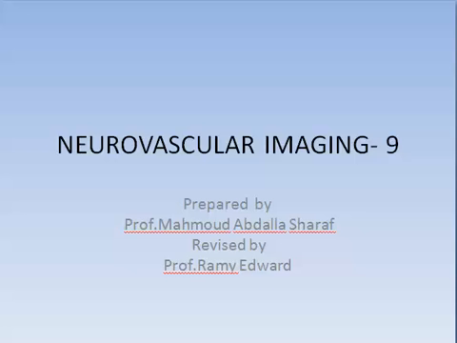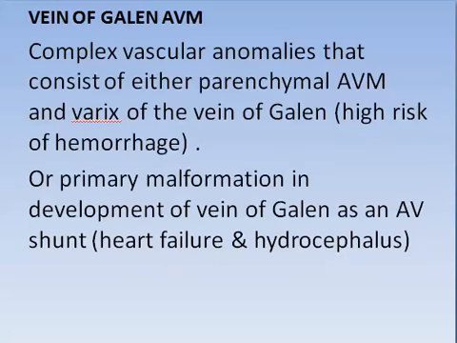Let's talk about some venous anomalies. Vein of Galen AVM is a complex vascular anomaly that consists of either a parenchymal AVM and varix of the vein of Galen, which carries a high risk of hemorrhage, or a primary malformation in the development of the vein of Galen as an AV shunt, which causes heart failure and hydrocephalus. So it is either a complex anomaly with hemorrhage or a primary malformation in development resulting in an AV shunt.